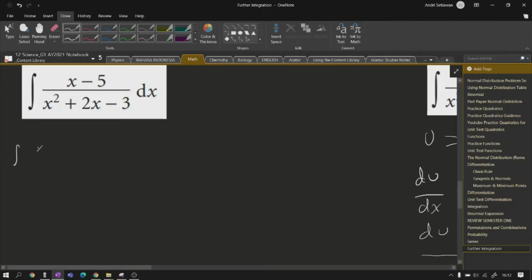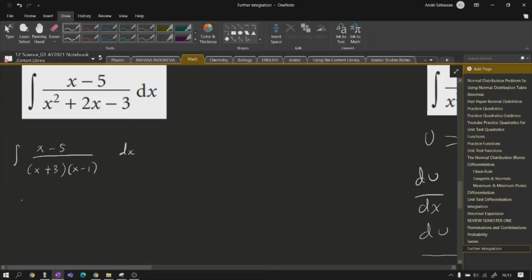How to use the partial technique to integrate this form? First, I will rewrite the equation, but the bottom term will be factorized. X squared plus 2x minus 3 can be factorized to x plus 3 and x minus 1, dx. So first we have to factorize the bottom form to be x plus 3 and x minus 1. Maybe you can try to factorize by yourself.